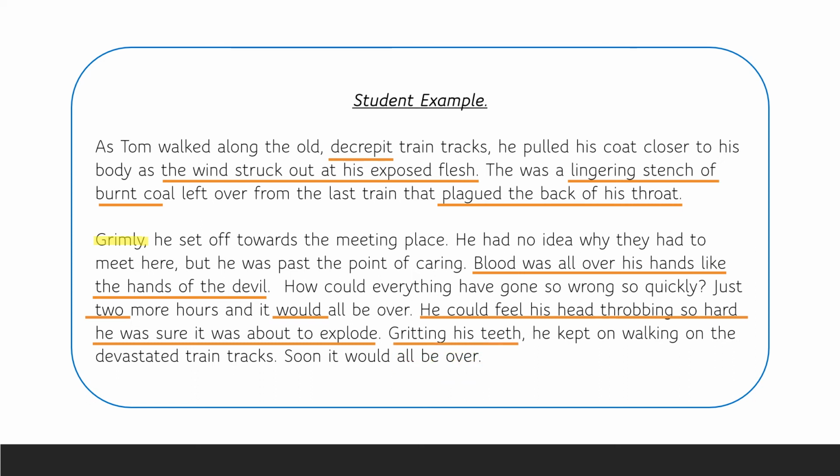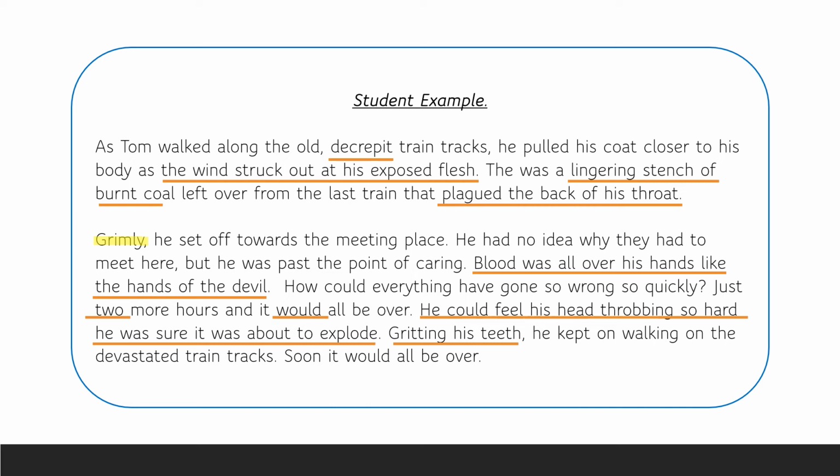Now, the final bit: gritting his teeth, he kept on walking on the devastated train tracks. Soon it would all be over. So quite similar to the way he's started the second paragraph, rather than starting it in a very generic way like the man walked or something like that, he started it with an actual action: gritting his teeth, he kept on walking.